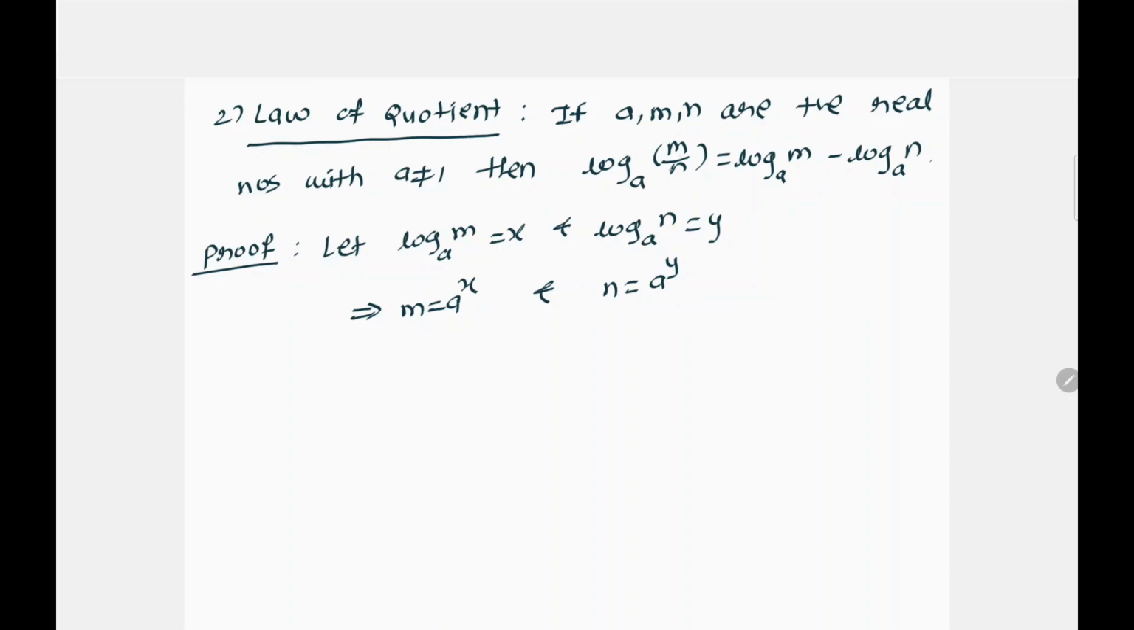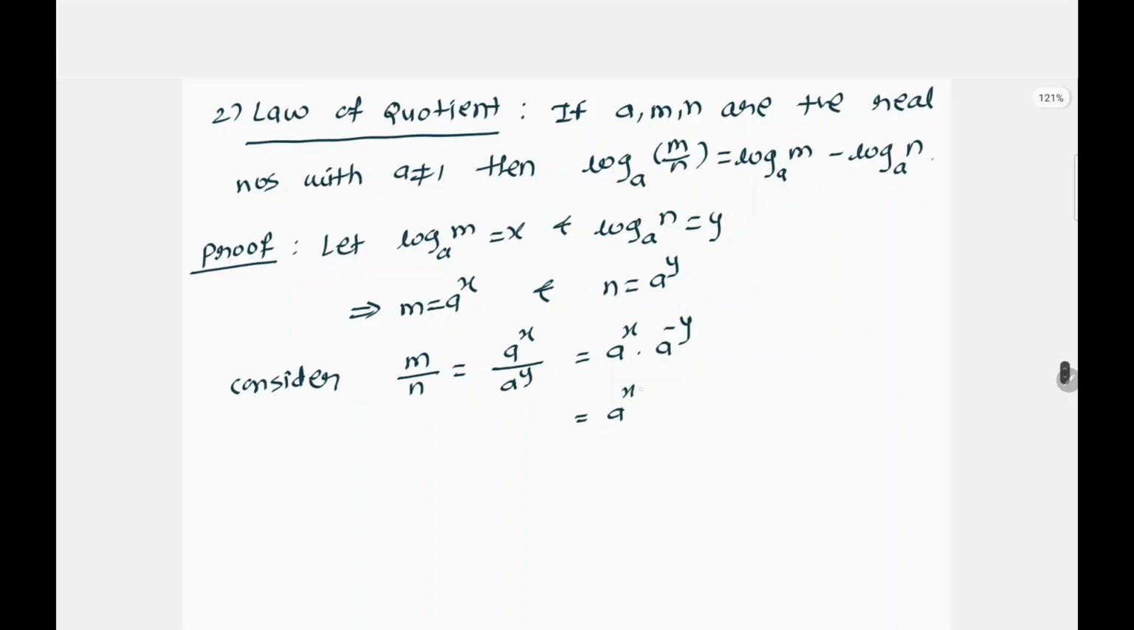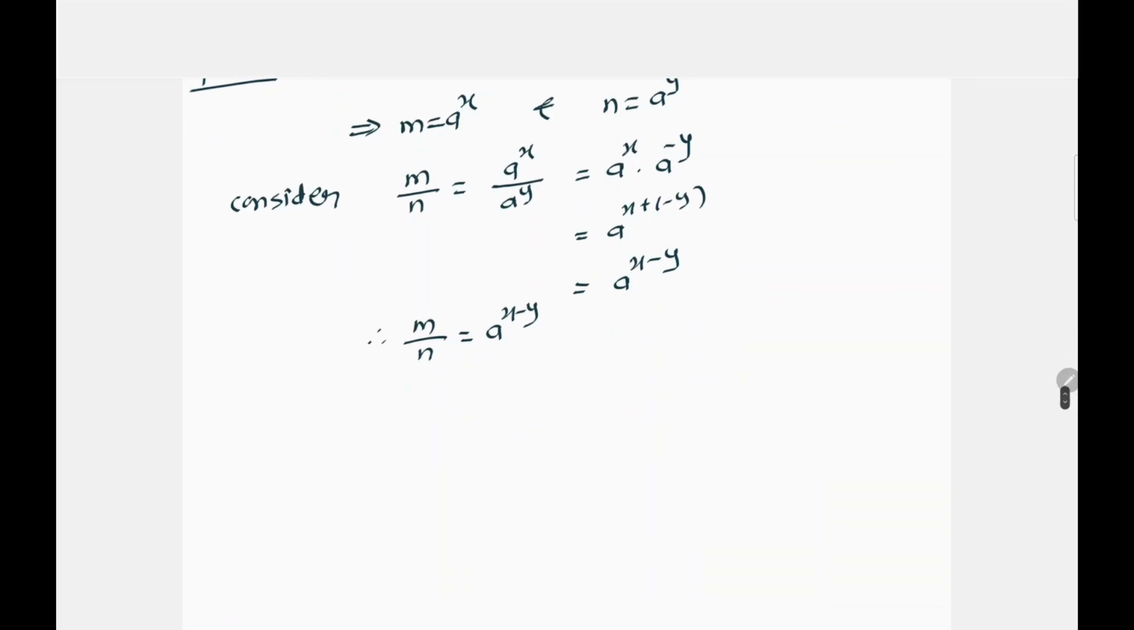Here we have to prove the law of quotient. It means log m upon n. So we consider m upon n. m upon n is a raised to x upon a raised to y, which is nothing but a raised to x into a raised to minus y. Now the base is the same, so we add the exponents: x plus minus y. It means a raised to x minus y. So we get m upon n is equal to a raised to x minus y. This is the exponential form.